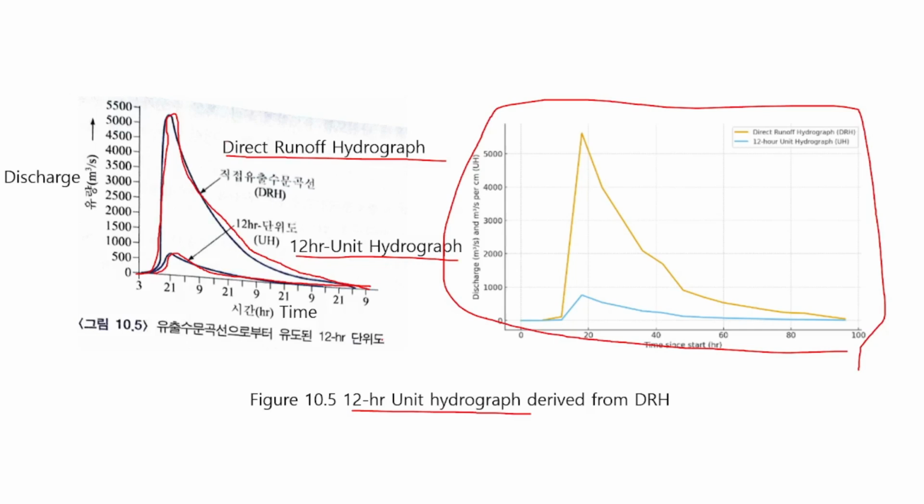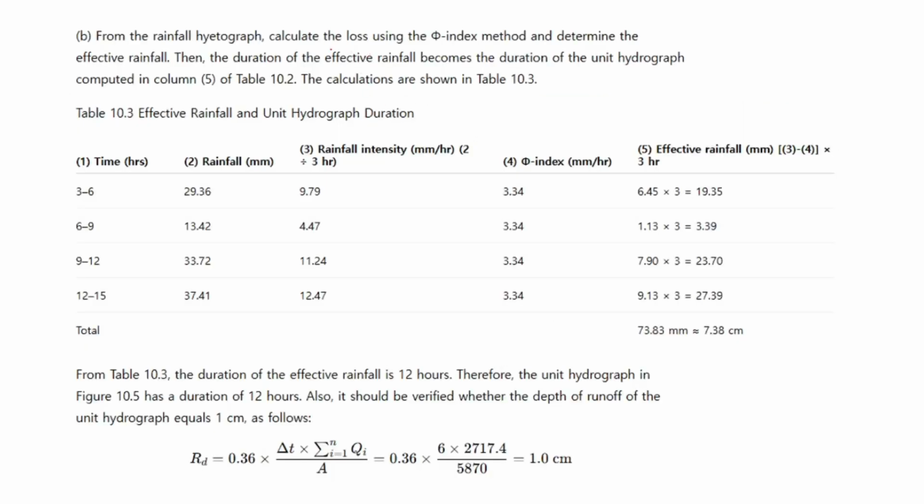After we derive the unit hydrograph from the direct runoff hydrograph, next we find the duration of the unit hydrograph. I know this already says 12 hours, but we first have to calculate the loss using the phi index method and determine the effective rainfall. The duration of the effective rainfall becomes the duration of the unit hydrograph. So it's not the duration of the normal rainfall, which was 12 hours. We don't know this yet.